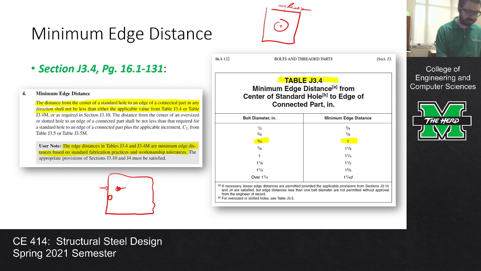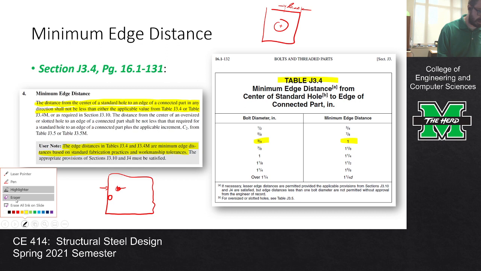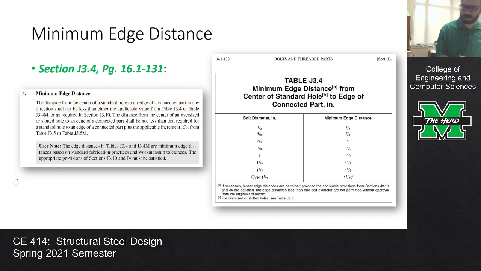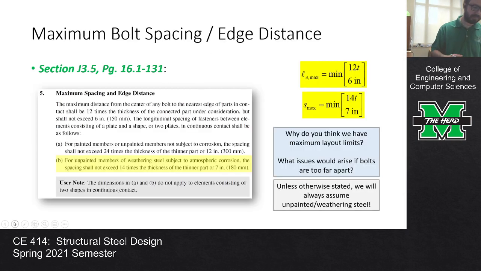Yes, this isn't too bad. This is all common sense stuff. Now, here's the kicker. All right, this is what I'm curious about. We've talked about minimums. What about maximums? Okay, so what about maximum spacing and edge distance?